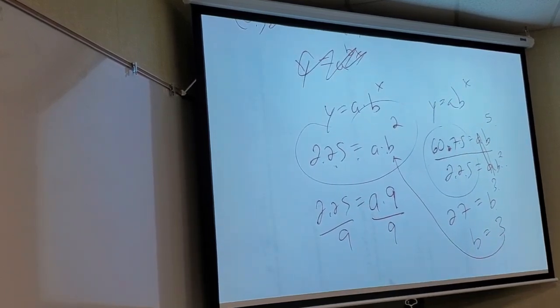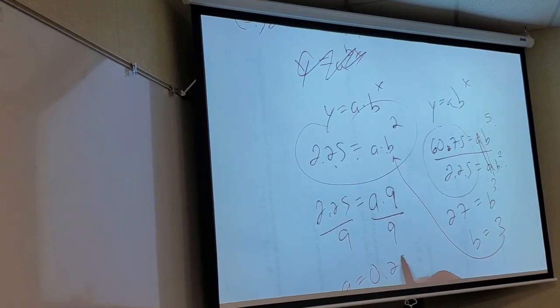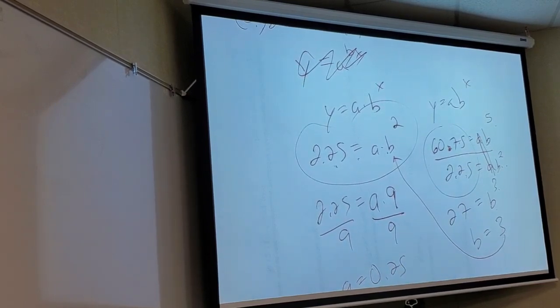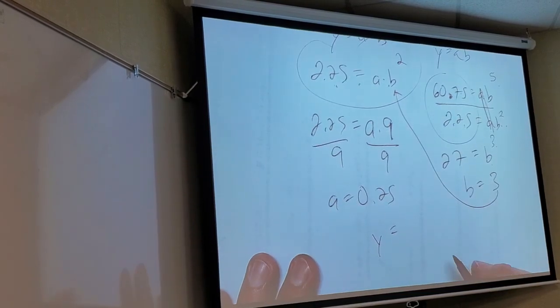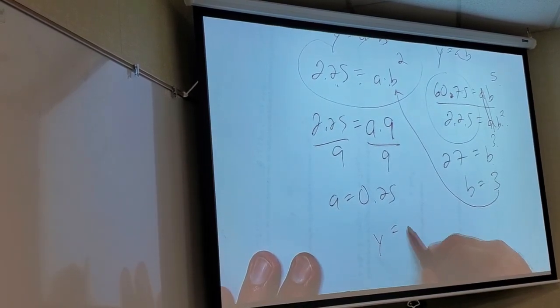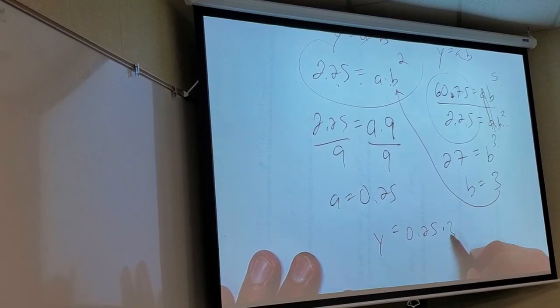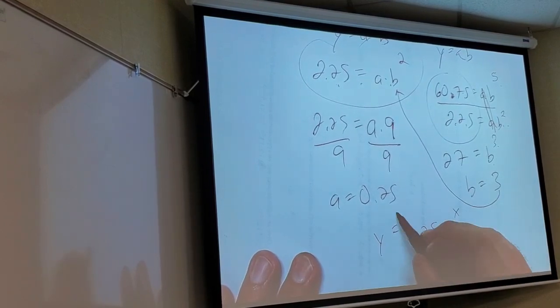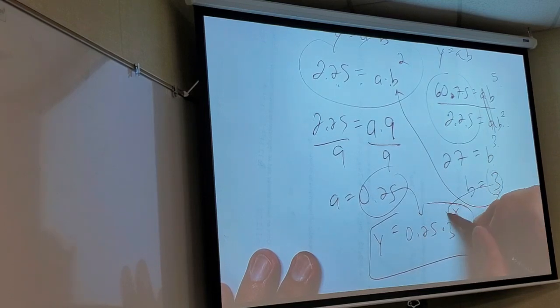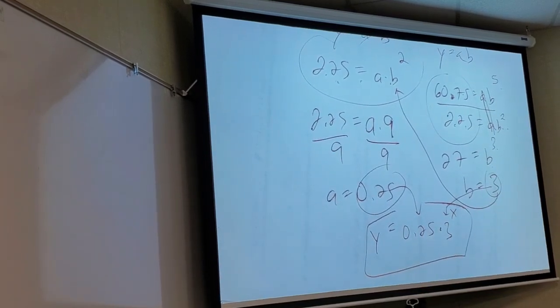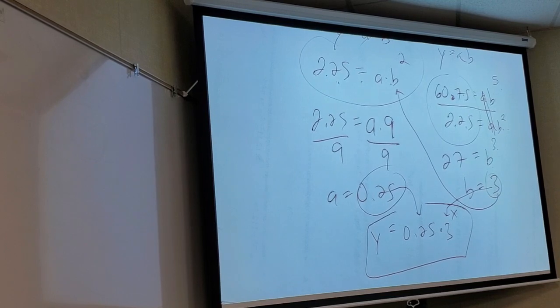And it's 0.25. Okay. So then what's my answer? f of x equals 0.25 times 3 to the x. So you're putting your A in there, and you're putting your b in there.